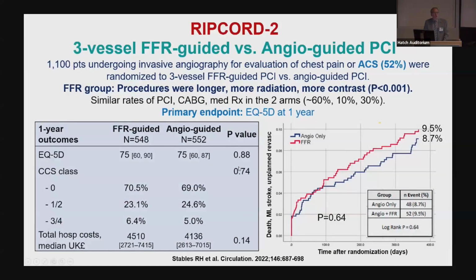In the Ripcord 2 study, they used 3-vessel physiology compared to angiographic guidance to try to determine which lesion should undergo revascularization with PCI, and there were absolutely no differences, again, in MACE or in quality of life.